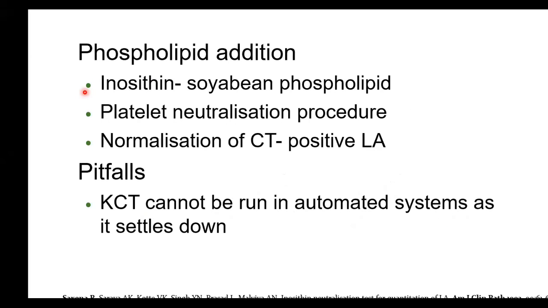So confirmation is that when there is a prolonged APTT or a clotting test for lupus as a screening test, when you add more phospholipids, that increase in clotting time should now come down. So if you're able to demonstrate that the screening test is sensitive to phospholipid and there is a prolonged clotting time, and after addition of phospholipid the clotting time has reduced, that is evidence of lupus anticoagulant.